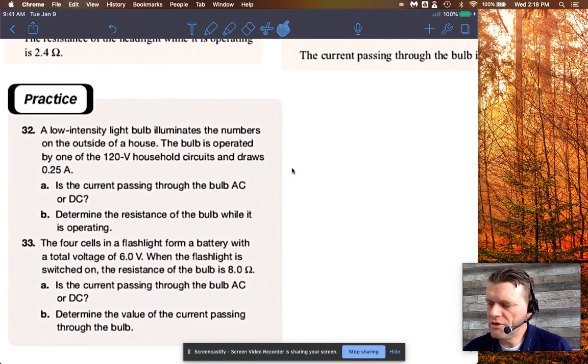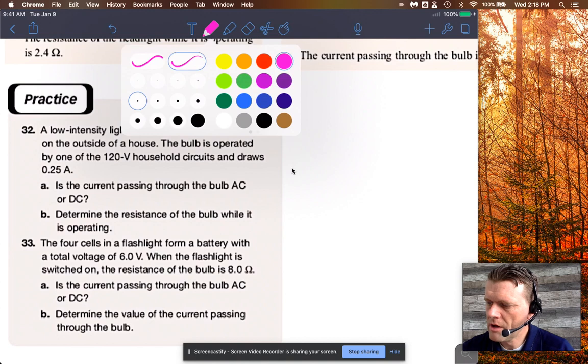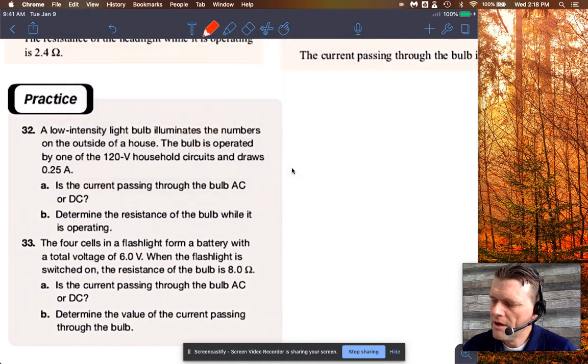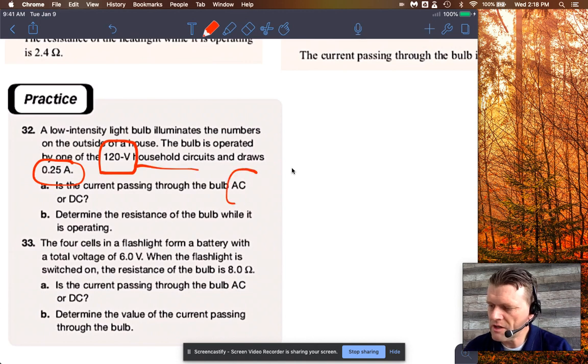Again, as you read a question like this, I hope you can see the setup isn't too bad. It says a low intensity light bulb is operating. It uses one of the 120 volt household circuits and it draws 0.25 amps. So the first question says, is this current AC or DC? Well, if it's using a household circuit, it's going to be AC.